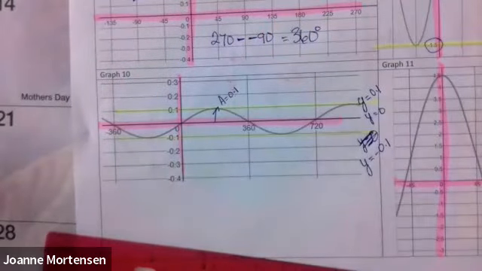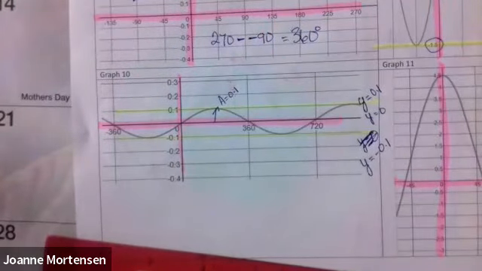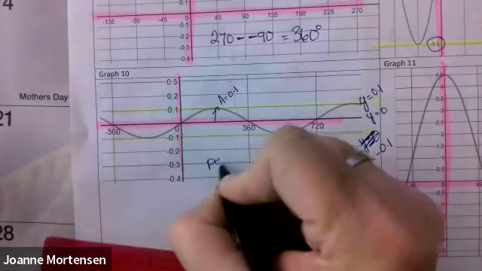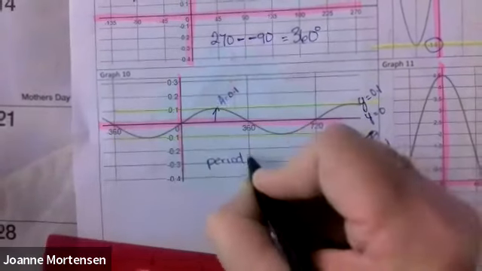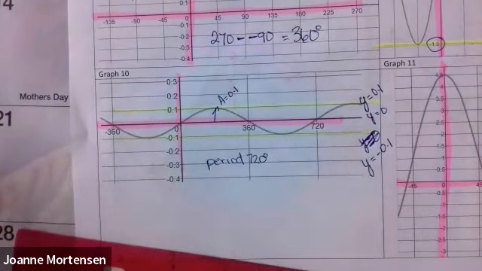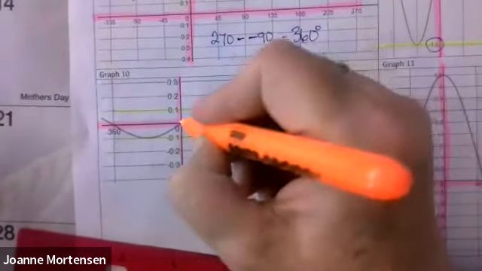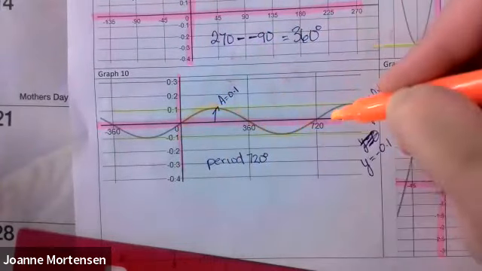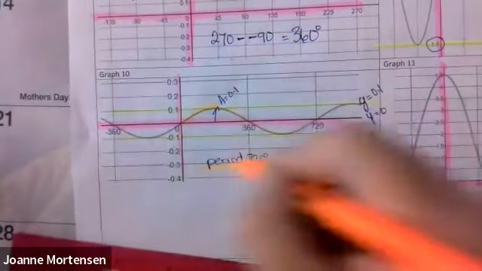Okay, which then leaves us with our period. How long does it take to make a complete cycle? Nice. So we go up the hill, down the hill, and back up to the middle. Cool.